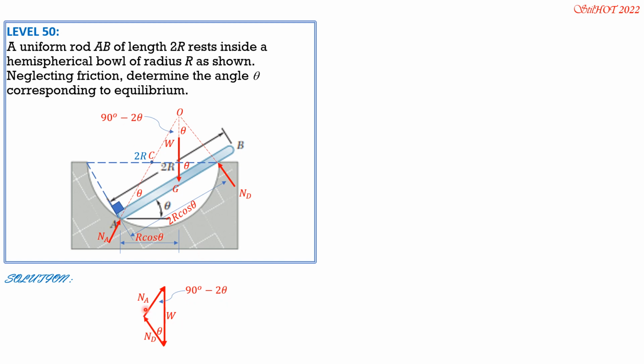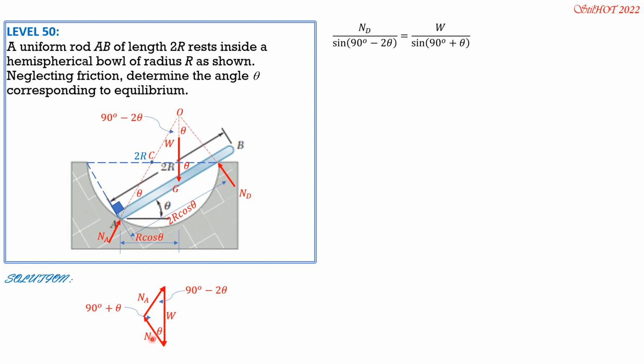Therefore, this remaining angle is 180 minus theta minus quantity 90 degrees minus 2 theta. So this angle here is 90 degrees plus theta. To check, if you add all the angles, it should add up to 180 degrees. So by sine law, NB over sine of 90 degrees minus 2 theta equals weight over sine of quantity 90 degrees plus theta.